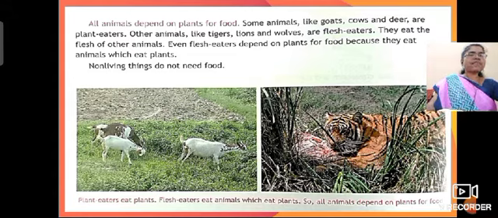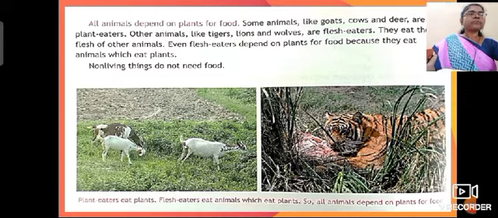They eat the flesh of other animals. They tear their flesh with their sharp teeth and nails and they eat. And even flesh eaters depend on plants for food because they eat animals which eat plants. Okay? And non living things do not need food.